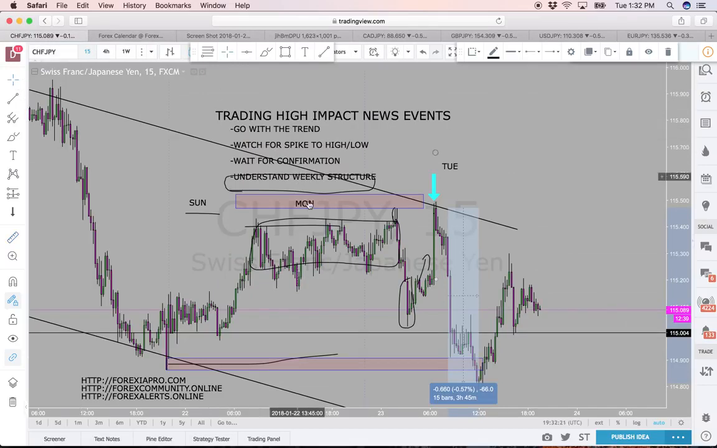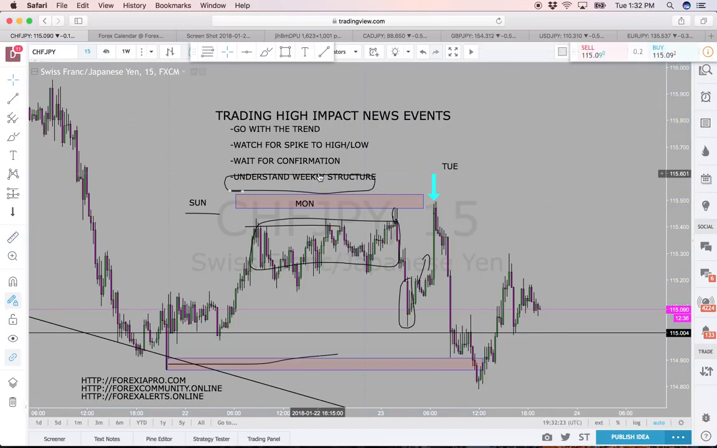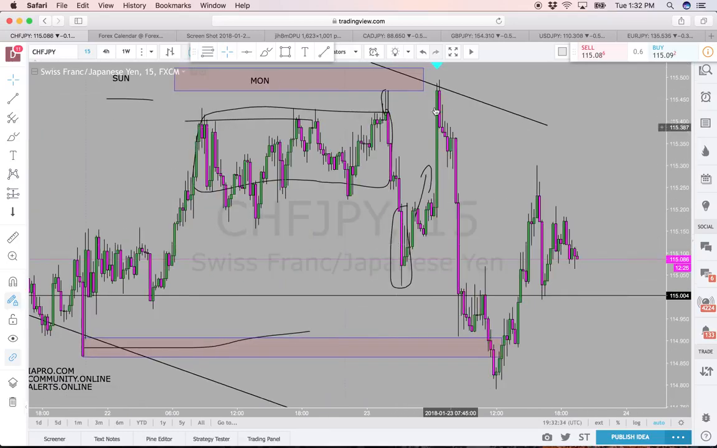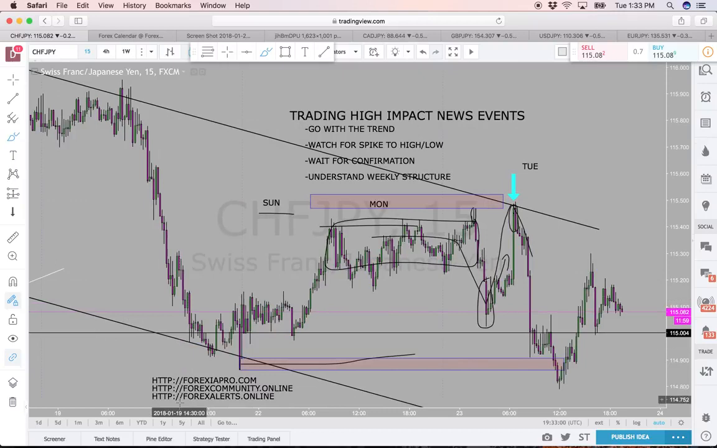So wait for a confirmation. What would have been the confirmation in here? The railroad tracks right here. This is your confirmation. You could have taken it before that because this structure is obviously very evident of what was going on here. If you knew that they were hitting the stops here, you could have taken it here like we did in the group chat.